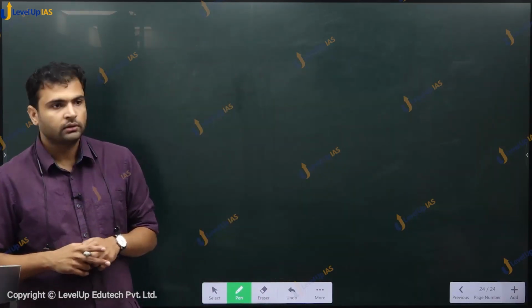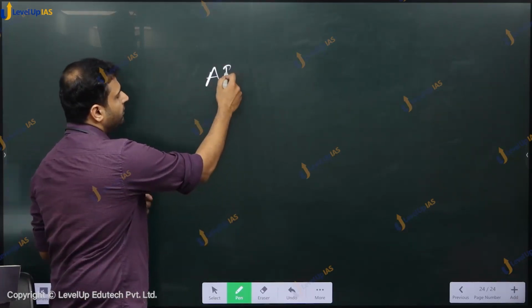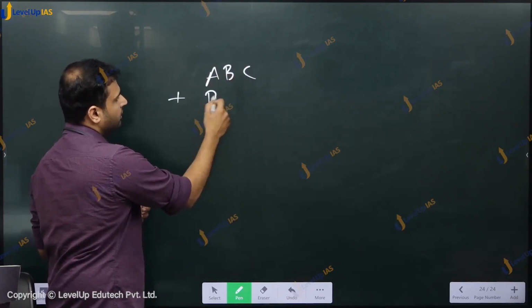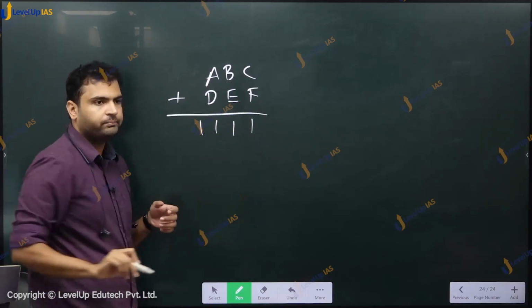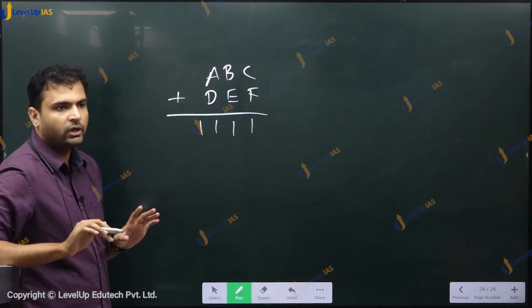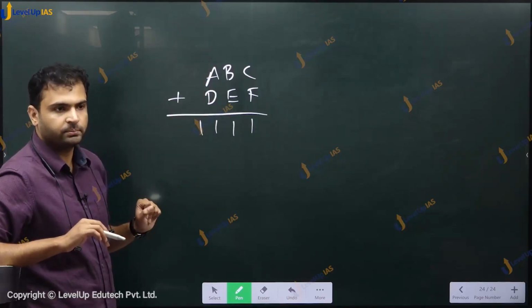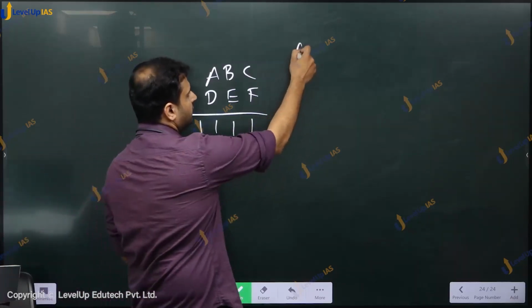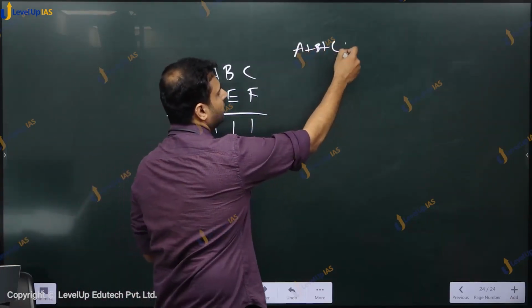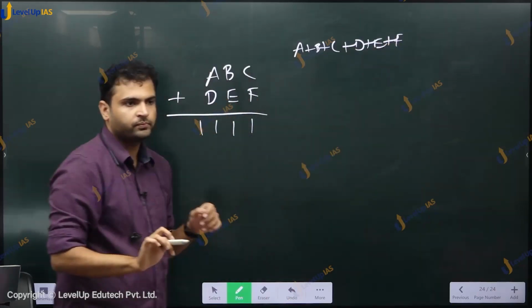हाँ, एक और बात. अच्छा, what we have given is we have ABC plus DEF and answer given is 1111. और क्या बोला गया है? We are also given that these are non-zero digits and these are distinct digits, and what we want to find out is this quantity A plus B plus C plus D plus E plus F. We want to find value of this.